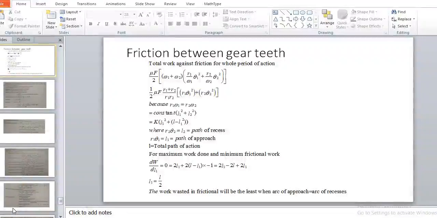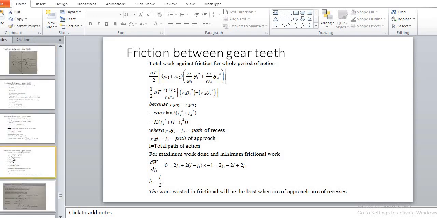In this video, we discuss the friction between the gear teeth. Here we calculate the maximum work done. To calculate the maximum work done, we have to find out the work done that we observe while engaging the two teeth.